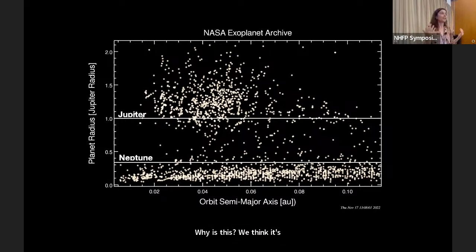So this is a large-scale effect of atmospheric escape that is sculpted in the bulk population of planets that we see. And it's very difficult to understand the population of planets that we have if we don't understand how atmospheric escape works.